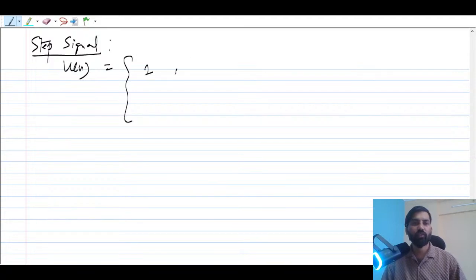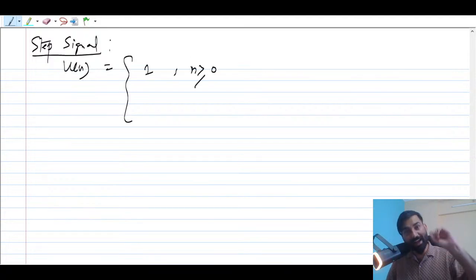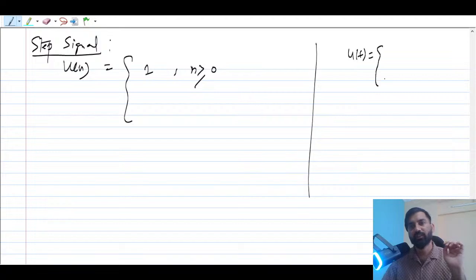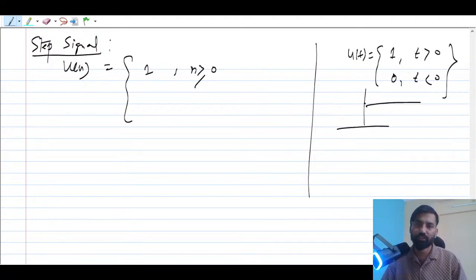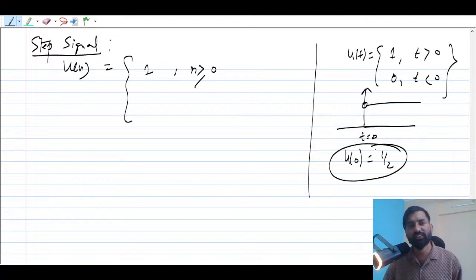It will be 1 for n greater than or equal to 0. In that case it was not defined at n. If you recall the continuous u of t, it is 1 for all positive time, 0 for all negative time, but it was not defined at t equal to 0, right? But now you can find out by some approximation. The Gibbs phenomenon told us u of 0 is going to be 1 by 2. So you can say that it is nothing but a Heaviside. So we don't put the open circle or empty circle here directly.